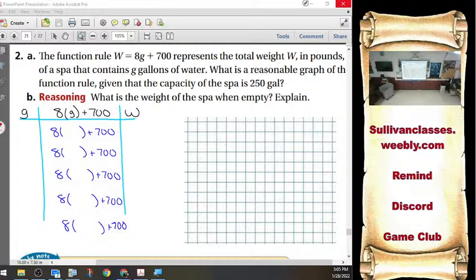And when you finish it, it should look like a line. This is a linear function. So if you did it right, your points should make a line.